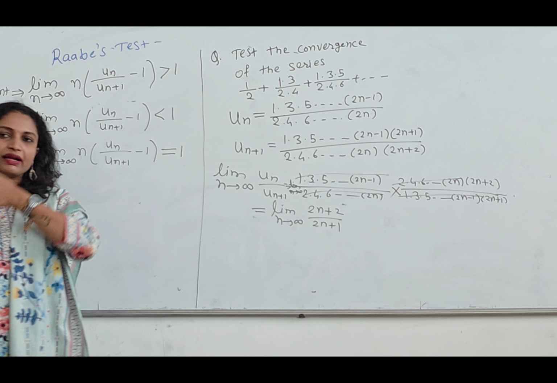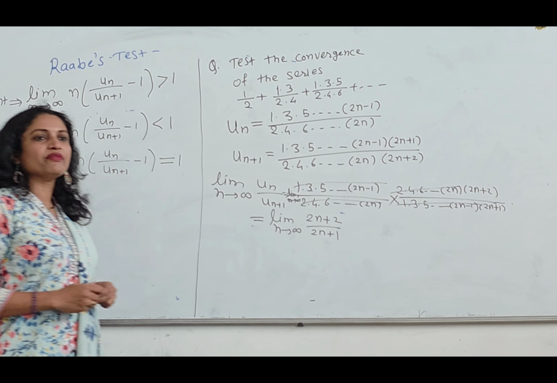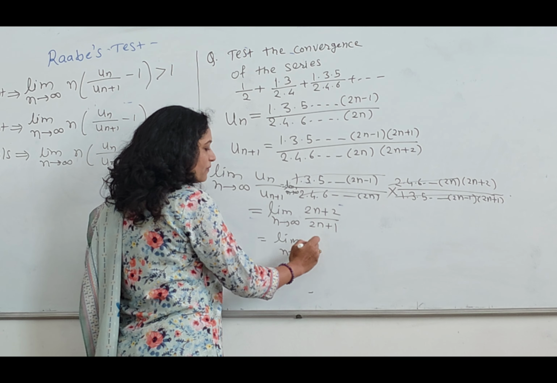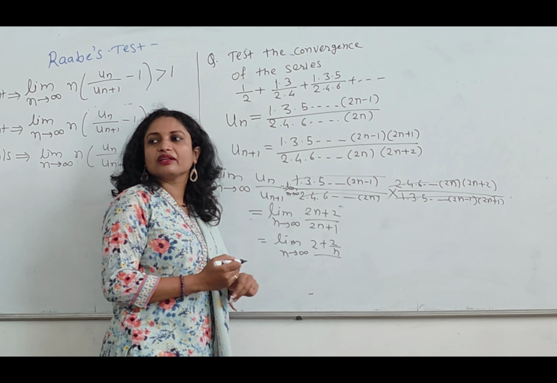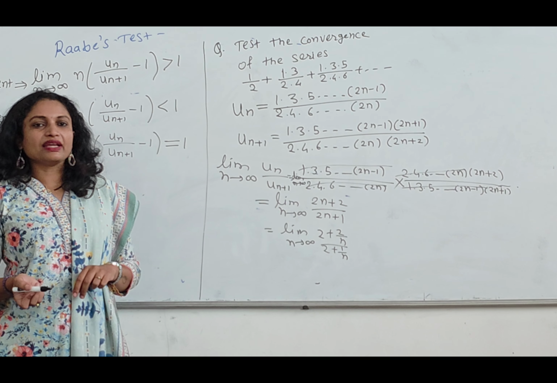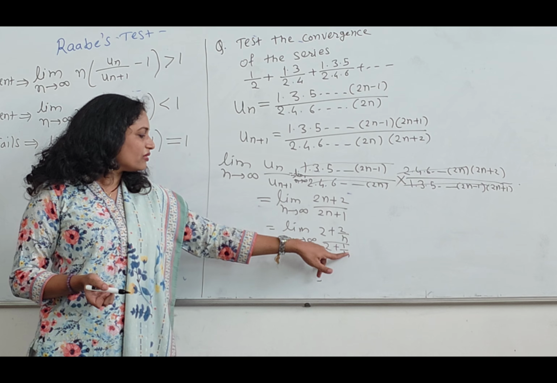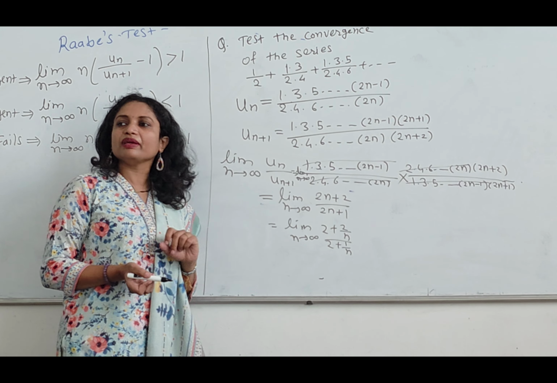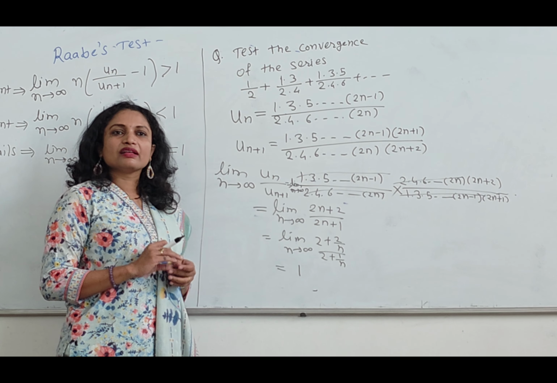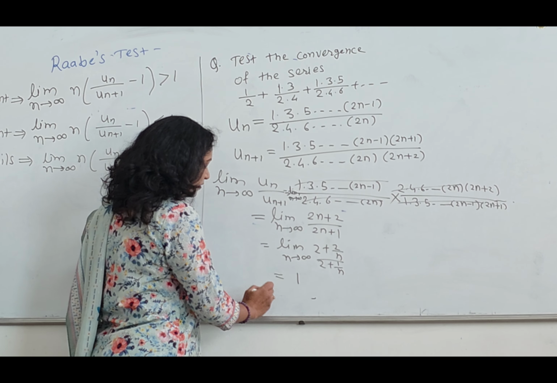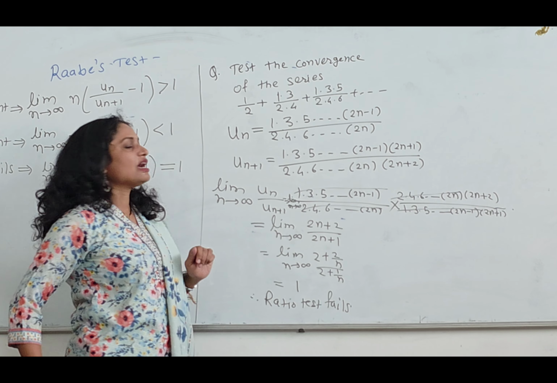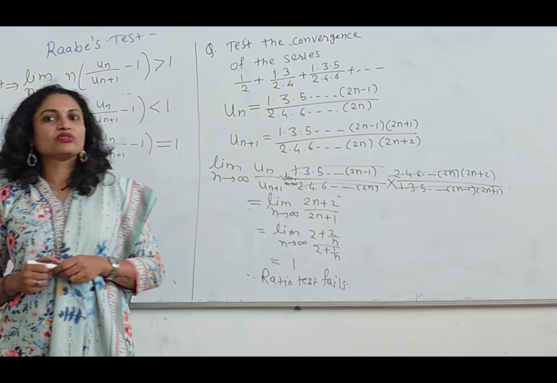So how to solve for this part? Take n common, or divide numerator and denominator by n. So it will be 2 plus 2 upon n, and the denominator will be 2 plus 1 upon n. Now after putting the limit n tending to infinity, this will become 0, this will become 0. So 2 upon 2 will be 1. What does it say? The ratio test fails. So as the ratio test is failing here, you can use Raabe's test.